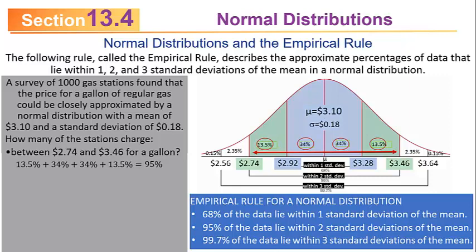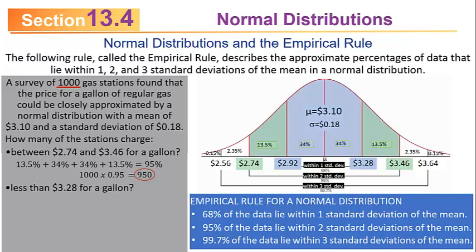Now it said how many, so you have to look back and say, well, there are 1,000 gas stations surveyed, so you'd have to take 95% of that. 95% is 0.95. 0.95 times 1,000 gives you 950. So about 950 stations would be expected to charge between 274 and 346.